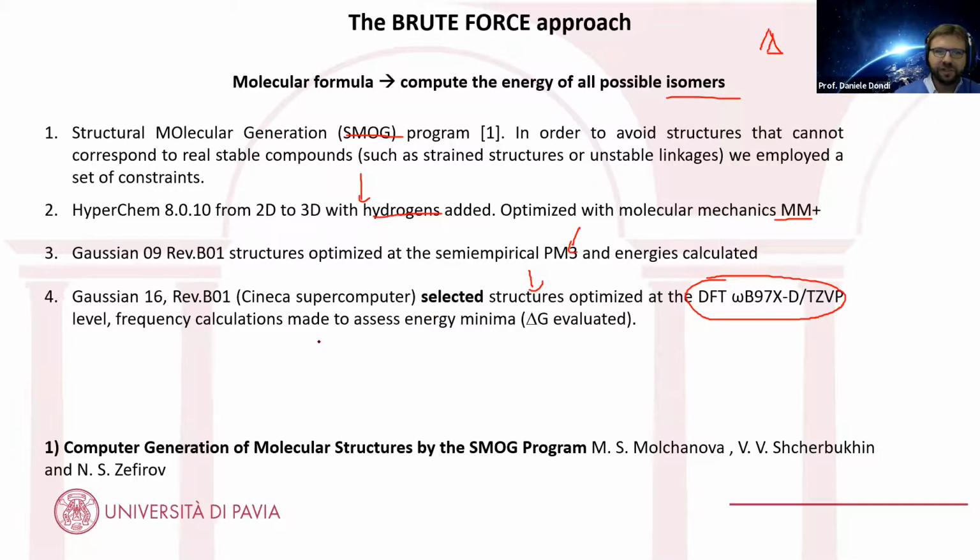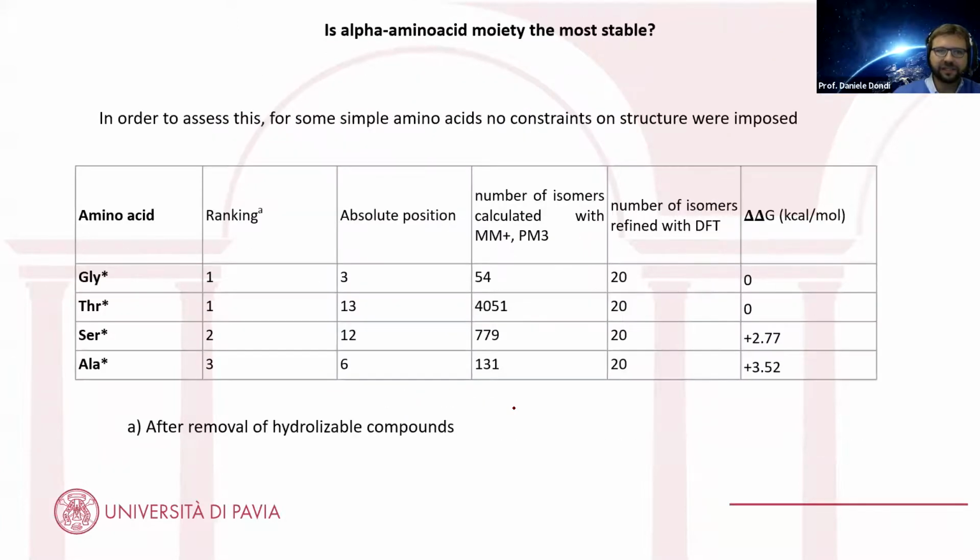So for sure, we calculated more than 100,000 possible isomers. So we use a supercomputer because for sure you cannot do this at home. But also we prepared a lot of programs and batch scripts because you cannot manipulate by hand these 100,000, we would go crazy. So first of all, we take some simple amino acids.